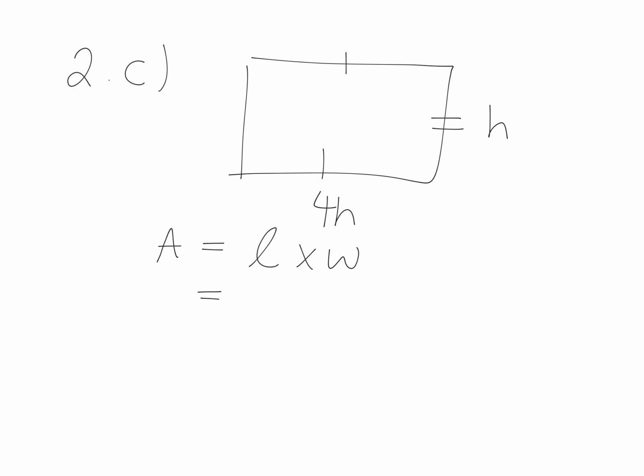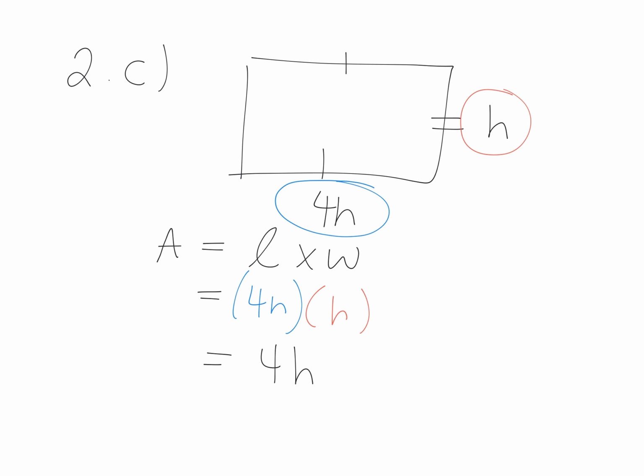Okay. What's the length? H. 4h is the longer one. And what's the width? How would you show? This is exactly like what we just did, except it's an h instead of a w. 4h to the power of? Perfect. Area equals 4h to the power of 2.